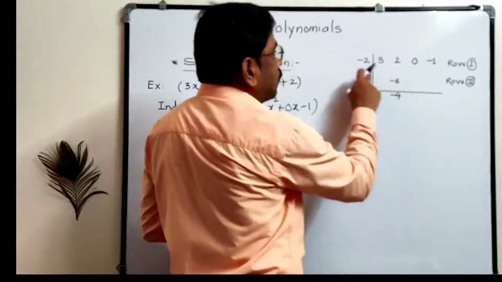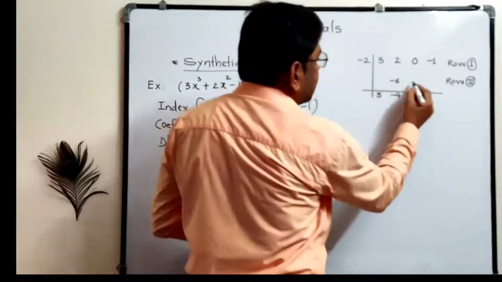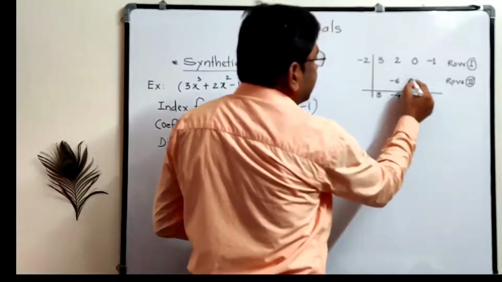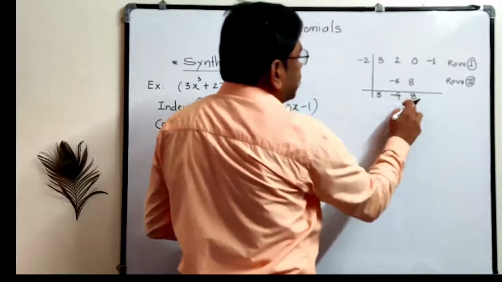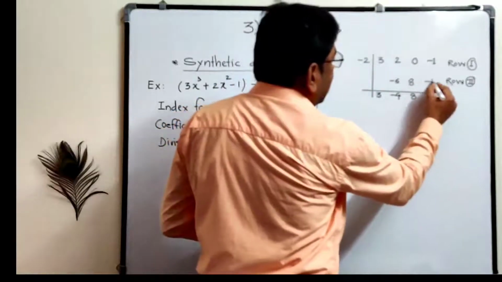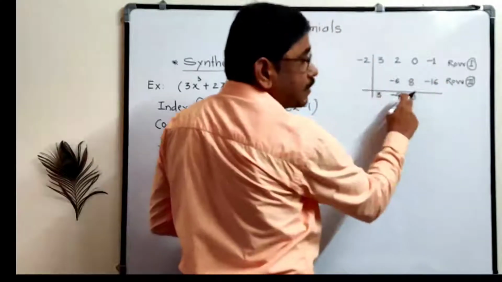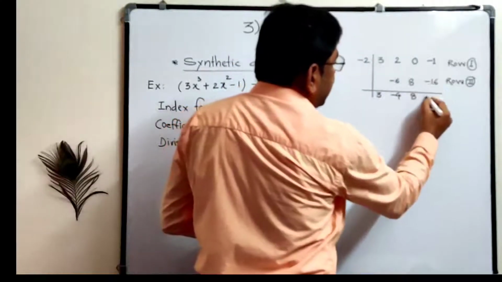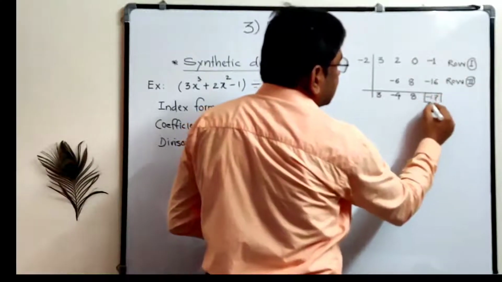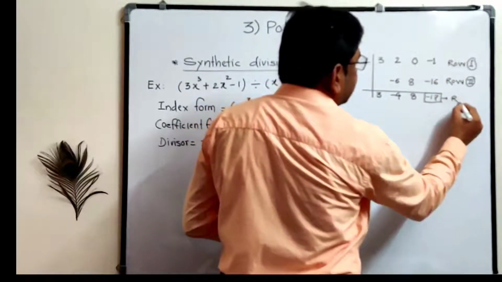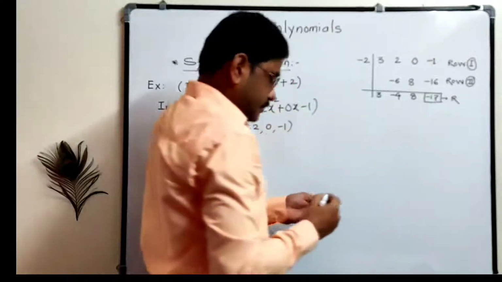Again multiply. 4 twos are 8. Minus minus becomes plus. So write that 8 here. 8 plus 0 is 8. Then 8 twos are minus 16. So this is minus 17. This last number write in a box. This is our remainder. And this is our quotient.